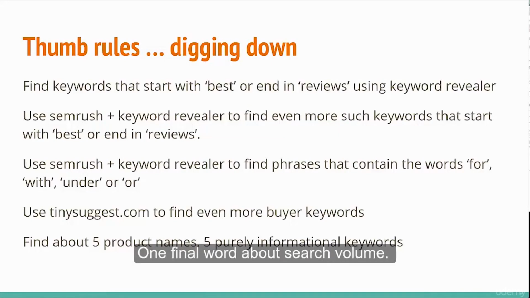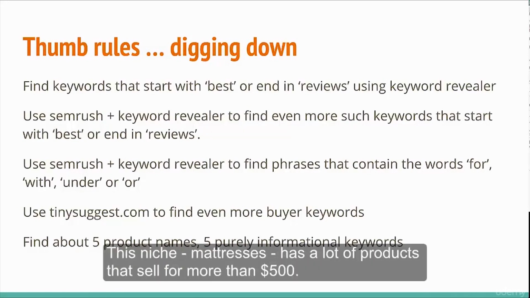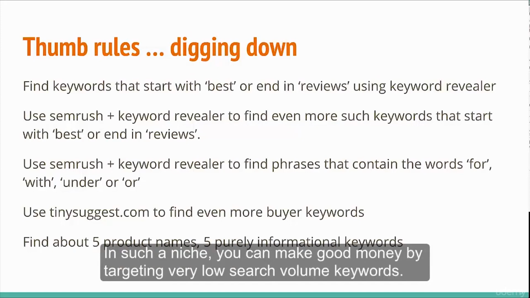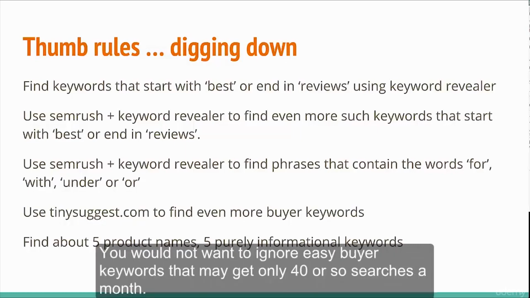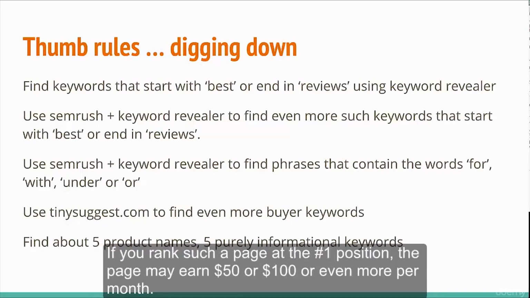One final note about search volume. This niche, mattresses, has a lot of products that sell for more than $500. In such a niche, you can make good money by targeting very low volume keywords. You do not want to ignore easy buyer keywords that may get only 40 or so searches a month. If you rank such a page at the number 1 position, the page may earn $50 or $100 or even more per month.